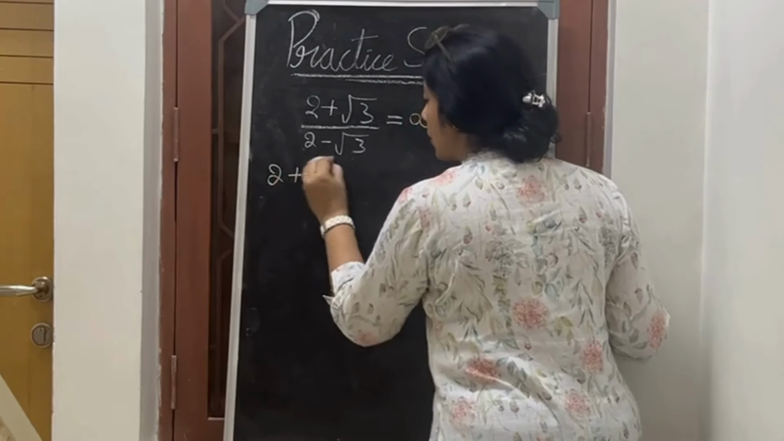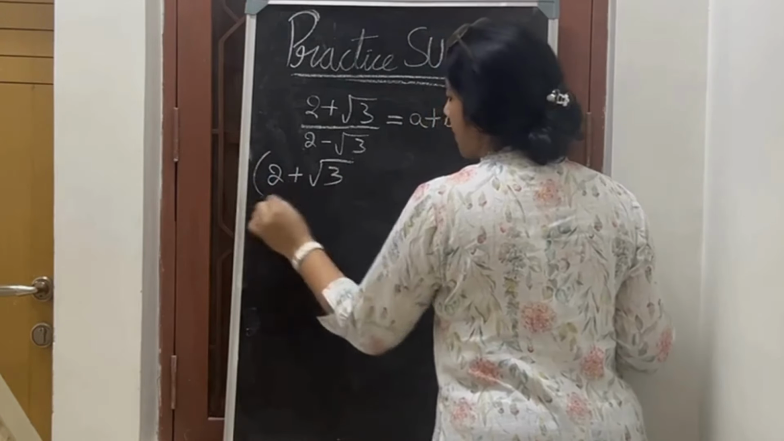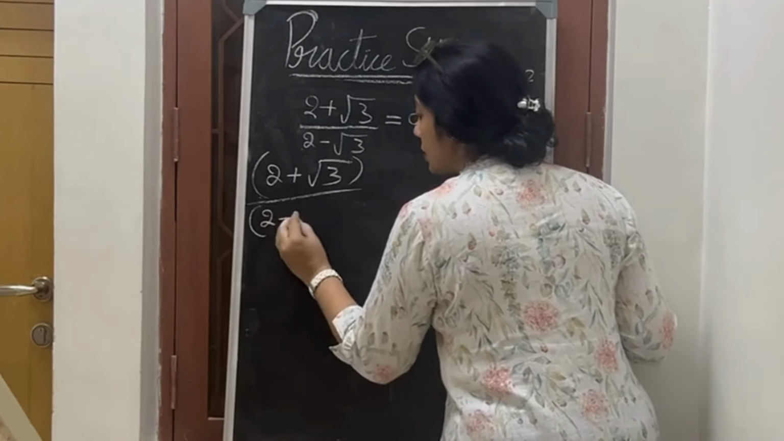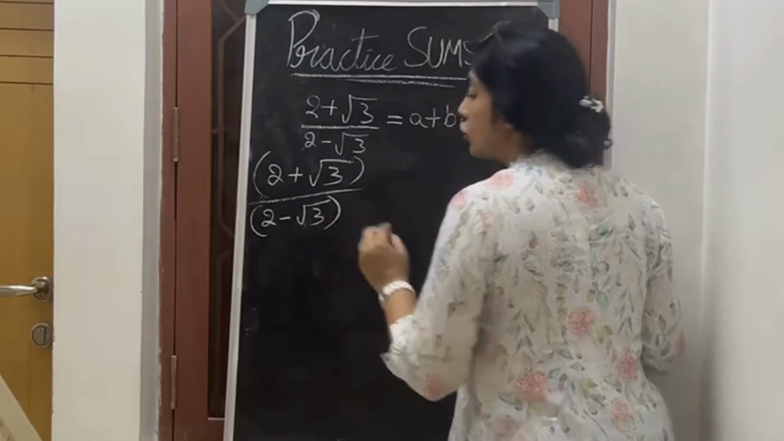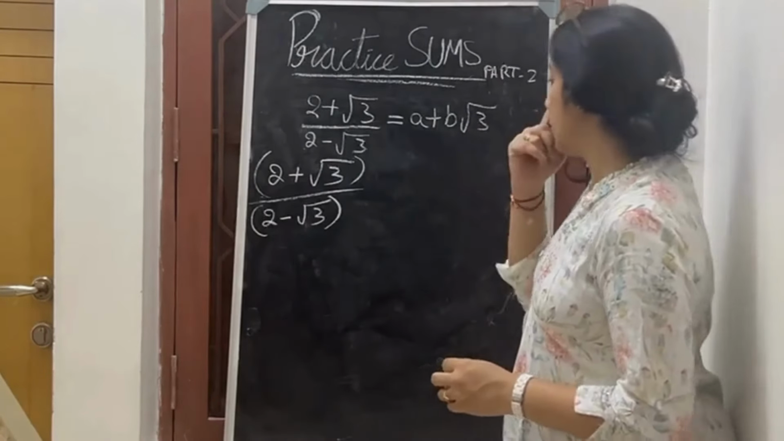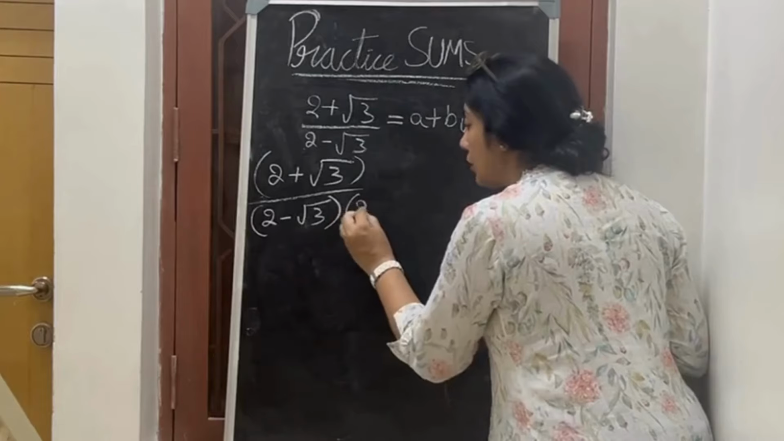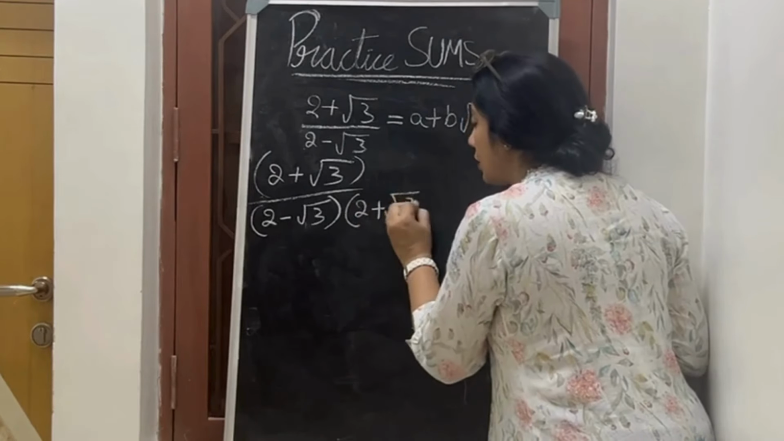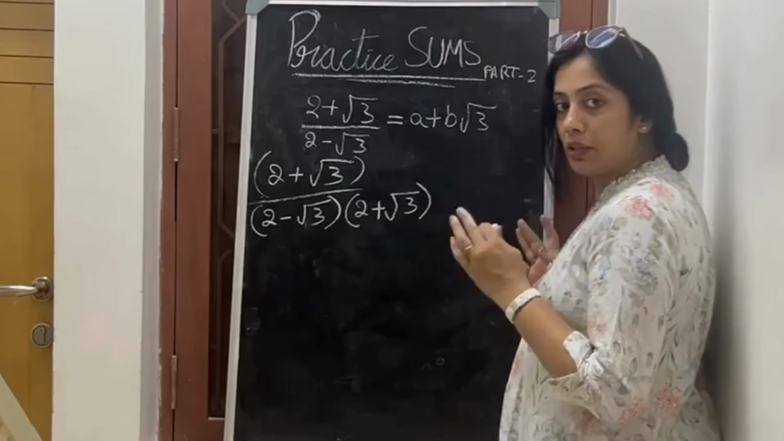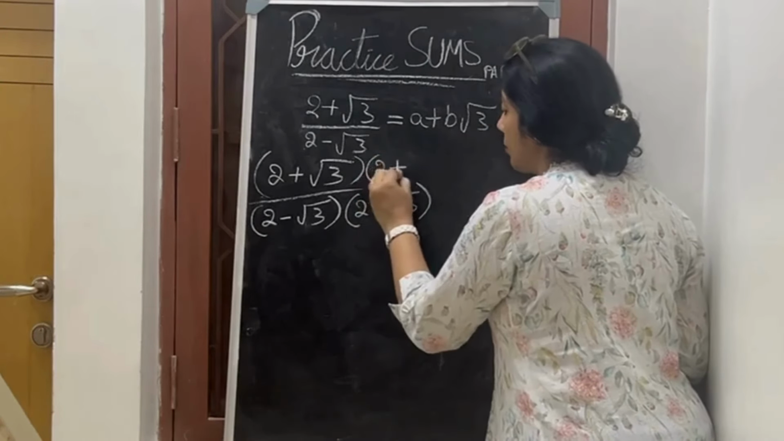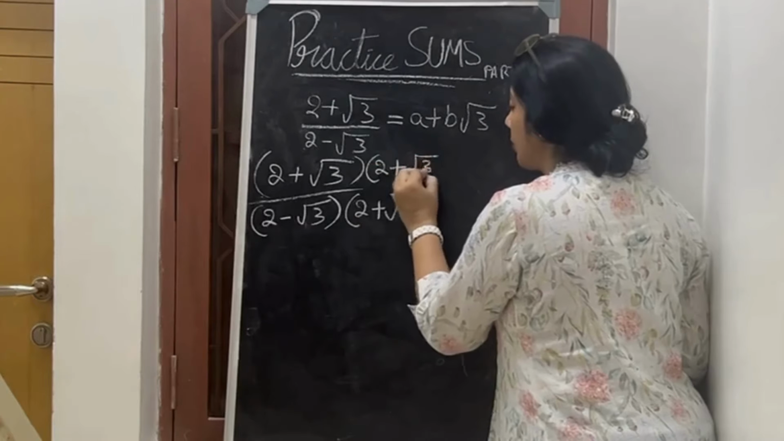2 plus square root 3 by 2 minus square root 3. I should multiply them with the positive number. Because this is negative, I will multiply it with positive. So it will be 2 plus square root 3. Whatever I have multiplied the denominator with, I should multiply the numerator also with the same number. So it is 2 plus square root 3.